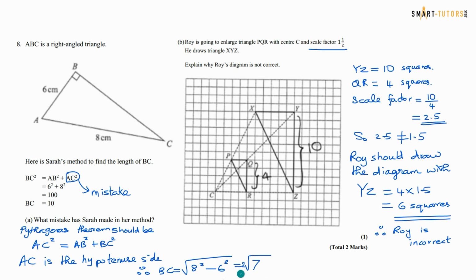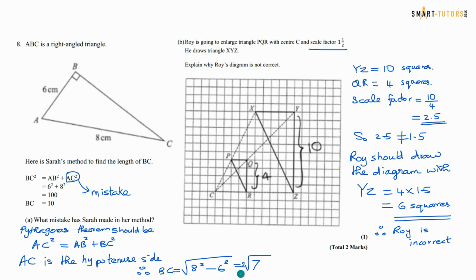B part. Roy is going to enlarge the triangle PQR. So PQR is the small triangle, with the center C given here. The scale factor is 1.5. He draws the triangle XYZ. Explain why Roy's diagram is not correct.